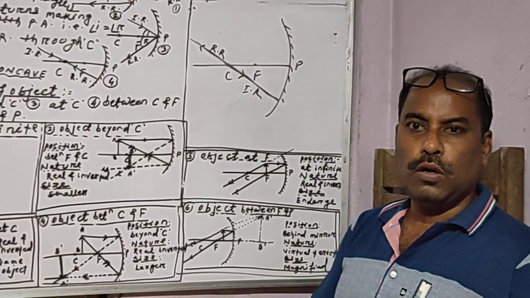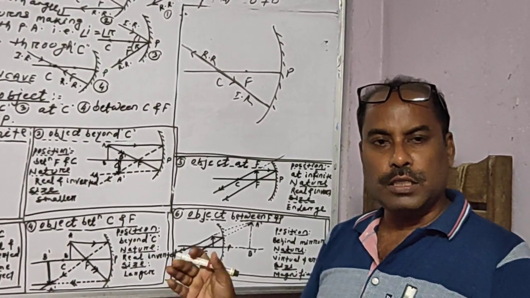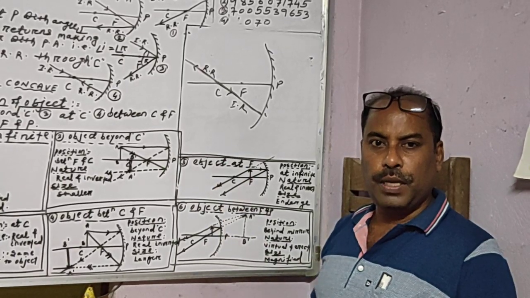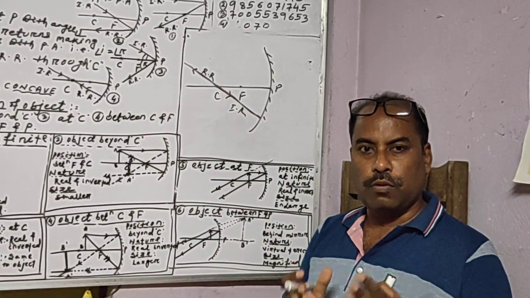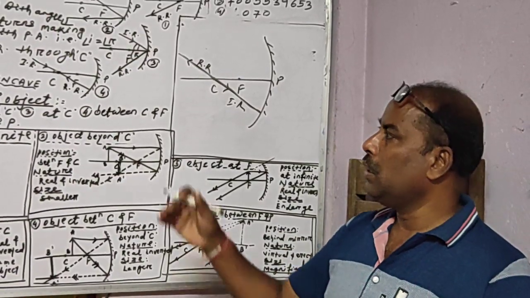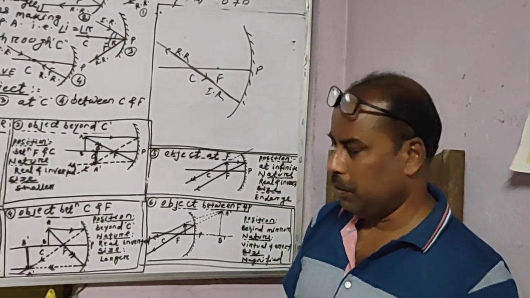So these 4 rules we have to follow during the image formation in the spherical mirror, that you have to practice in your copy, so then you will be acquainted with this system. Otherwise you will have difficulty drawing the ray diagrams here. Okay, thank you very much.